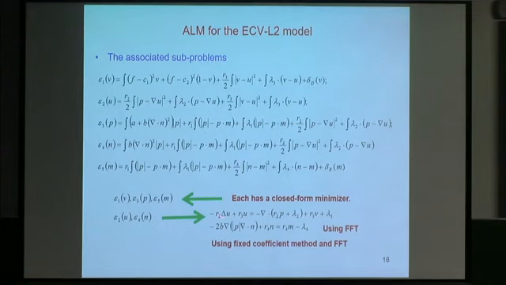And for u and n, this gives us two linear equations. For u, the coefficient is not constant, so we would like to use a fixed point method. And we still use FFT to solve the second equation. So in this way, the Euler elastica based CV model can be solved quickly.